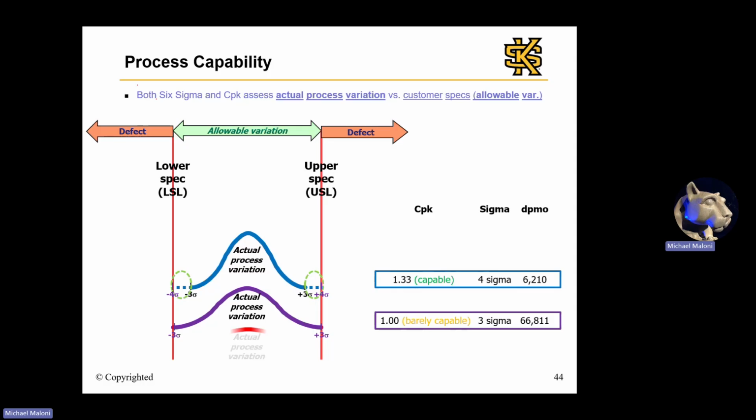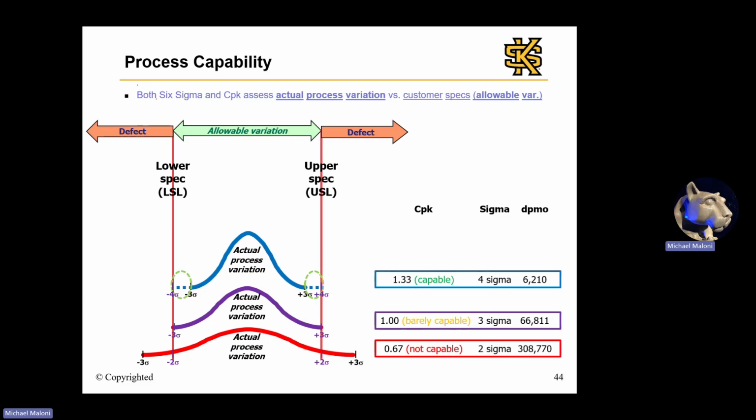A distribution that extends beyond spec limits, say with a CPK value of 0.67, we see -2 sigma of actual process variation crossing the lower spec limit and +2 sigma of actual process variation crossing the upper spec limit. The CPK of 0.67 is equivalent to a 2 sigma process. The process is not capable. It will occasionally produce outside of customer specs, meaning occasional defects.